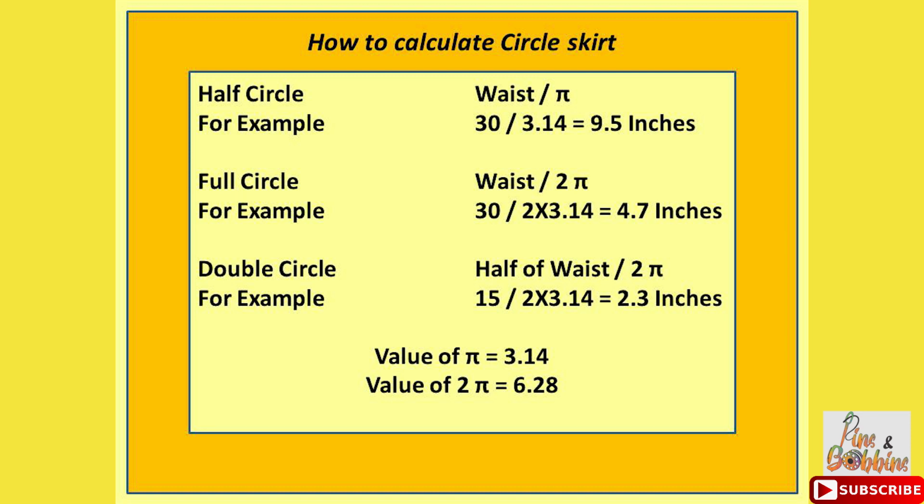For example, our waist measurement is 30 inches. Dividing it by 2, we'll get 15 inches. And now 15 inches divided by 6.28, which is the standard value of 2 pi, we'll get 2.3 inches. So we'll round it off to 2.5 and now we'll take 2.5 inches as our radius for our two circle skirt on fabric, which is our waist measurement.